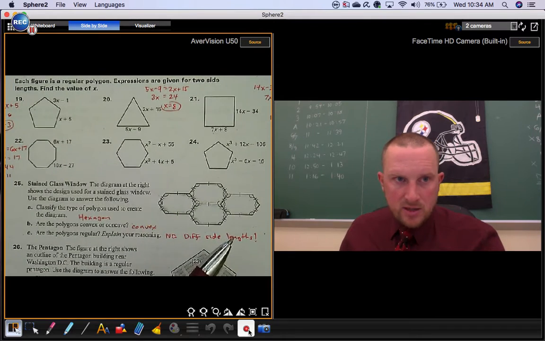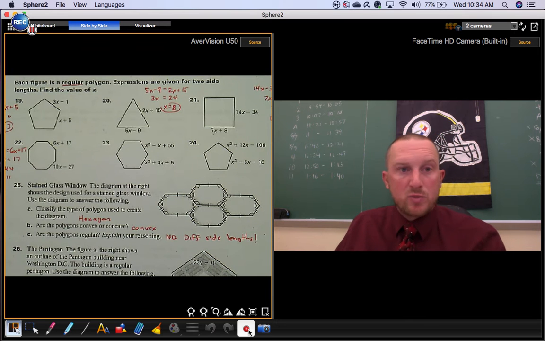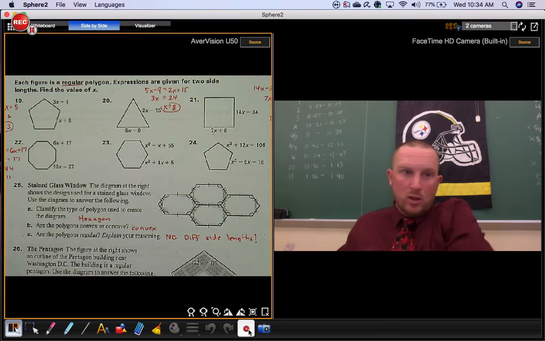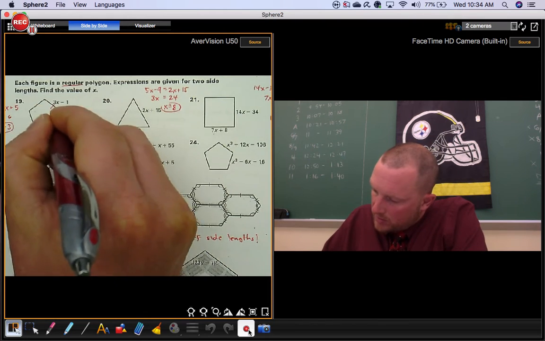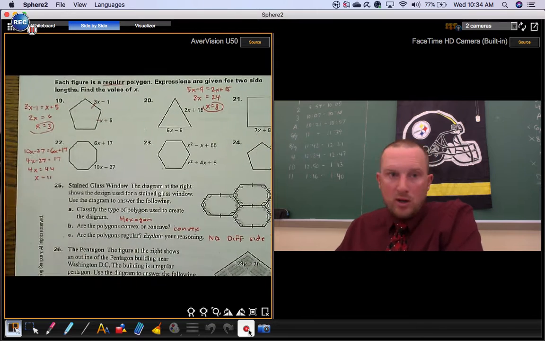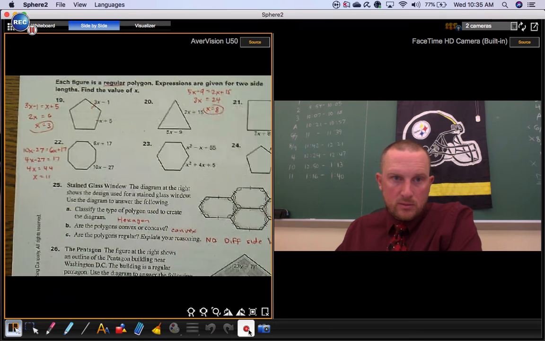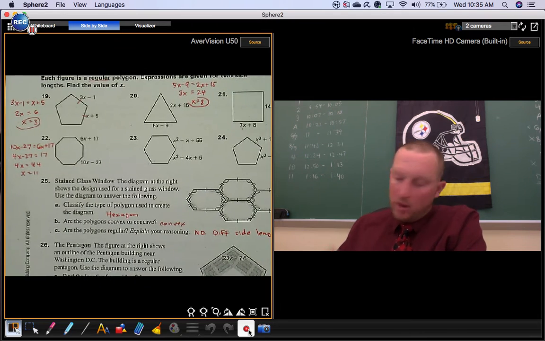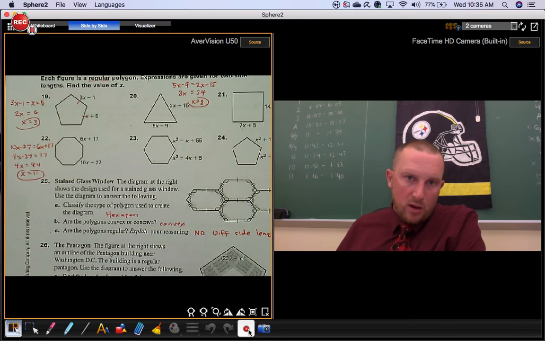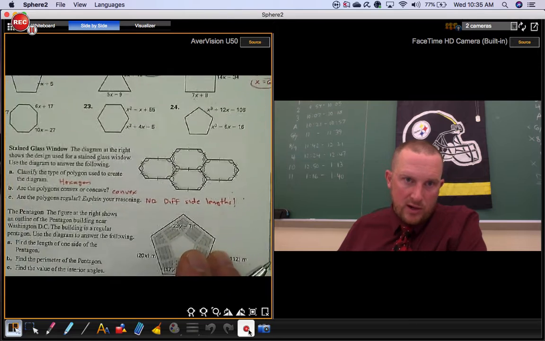Okay, your next section tells you that each figure is a regular polygon, and they give you expressions for the side lengths. They want you to find the value of x. So if it's regular, then what you know about these sides right here is that they're equal. So I put those matching marks, and then I can write an equation and solve for x. Okay, so if you want to, you can pause, make sure you have those answers. But they're all done the same way. You're setting those expressions equal and solving for x.